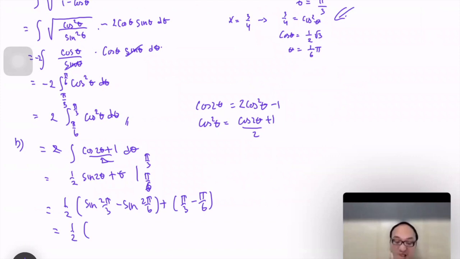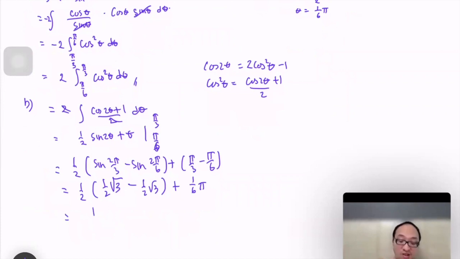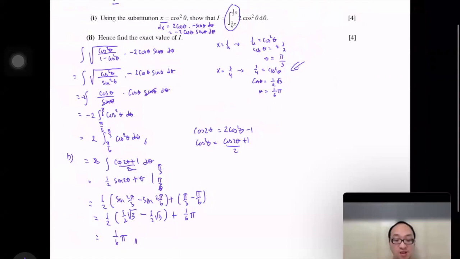Half, 2 pi over 3, yeah, is sine, half square root 3, minus this is sine 1 over 3. So the same thing, yeah, plus 1 over 6 pi. So that means this is only 1 over 6 pi. This is the final answer.